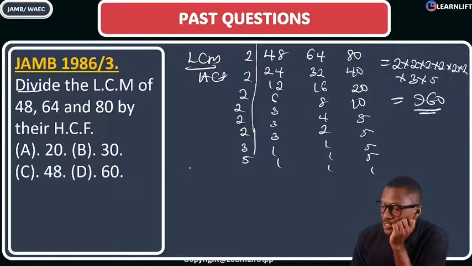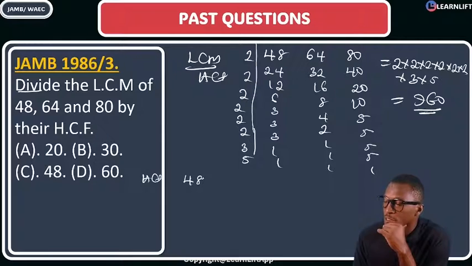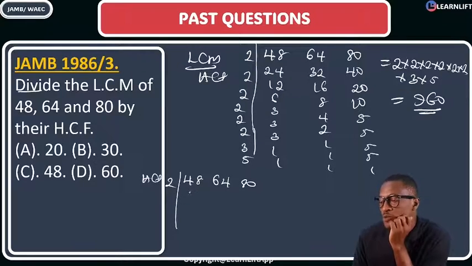Let's now get the HCF. So let's make this point the HCF. So let's see. Let's say we have 48. This is HCF. So 48, we have 64. We have 8. So 2 can go. Right? 2 here will give 24. 2 here will give 32. 2 here will give 40.